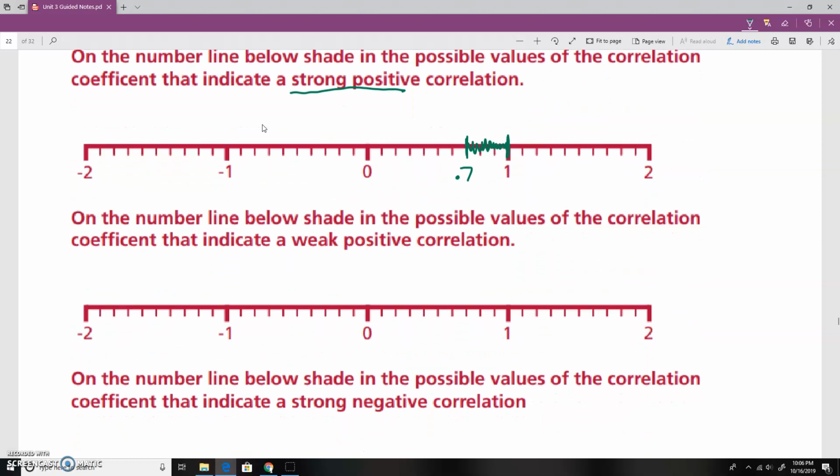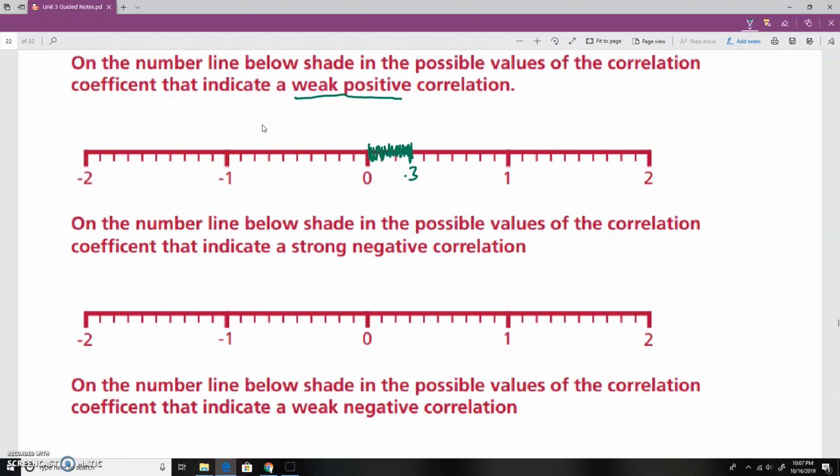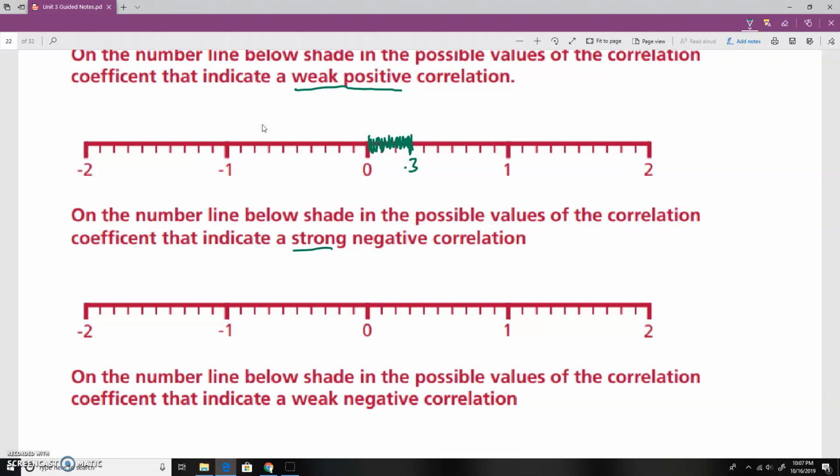All right. A weak positive. Now the weak positive is usually going to be around 0.3 to about 0. Okay? That's going to be our weak positive. Now, anything that kind of falls between those would be just kind of a moderate positive, just an average positive correlation.